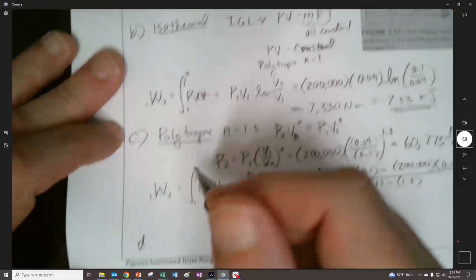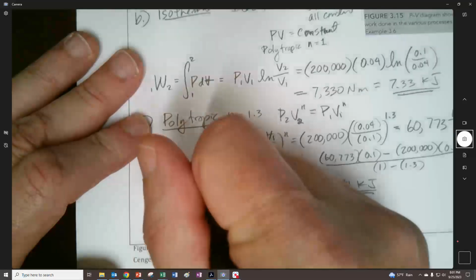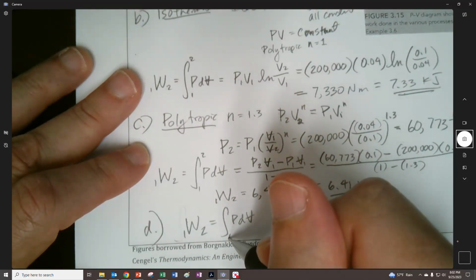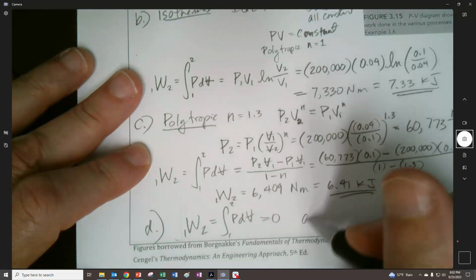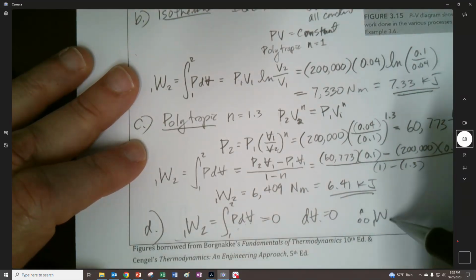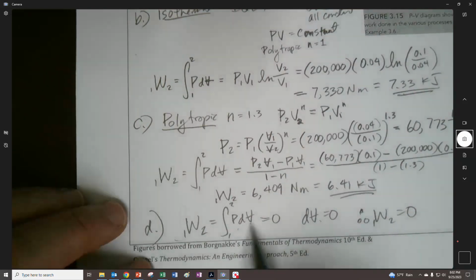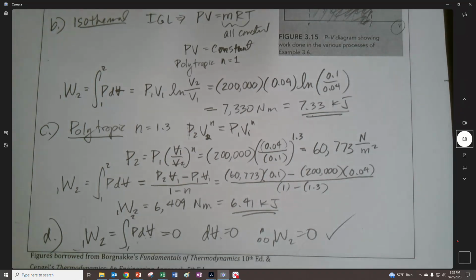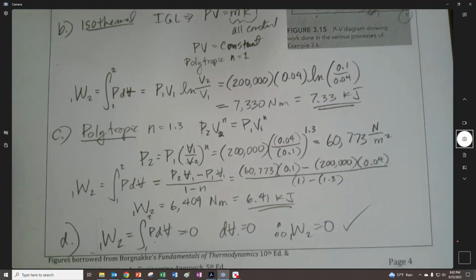So in D, the work between 1 and 2 is the integral of P dV, but that is equal to 0 because dV is equal to 0. There is no change in volume. Therefore, work from 1 to 2 is equal to 0. Anyway, these are processes, and there's a bunch of them. They're not crazy complicated, but using them is one of the primary tools that we have for first analyzing, then even designing thermal systems to generate power. See you with the next example.